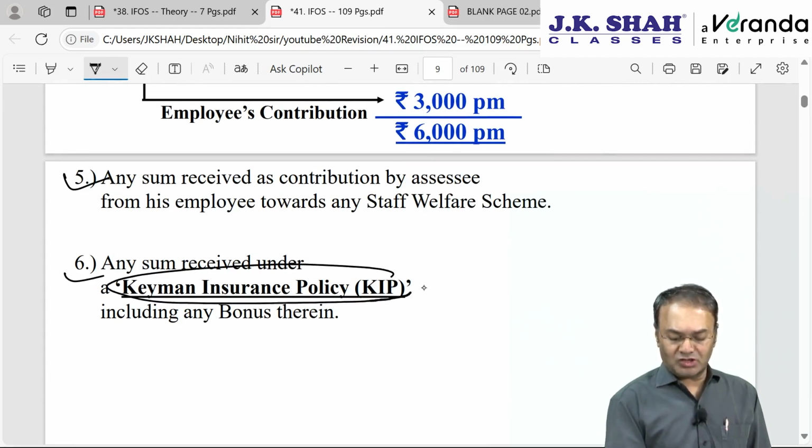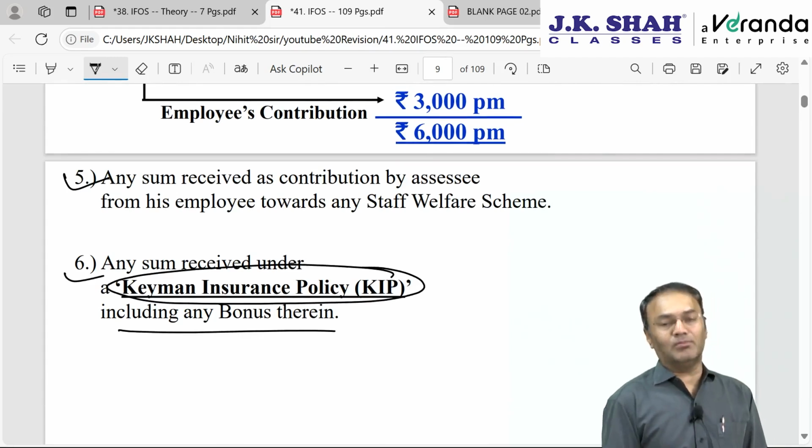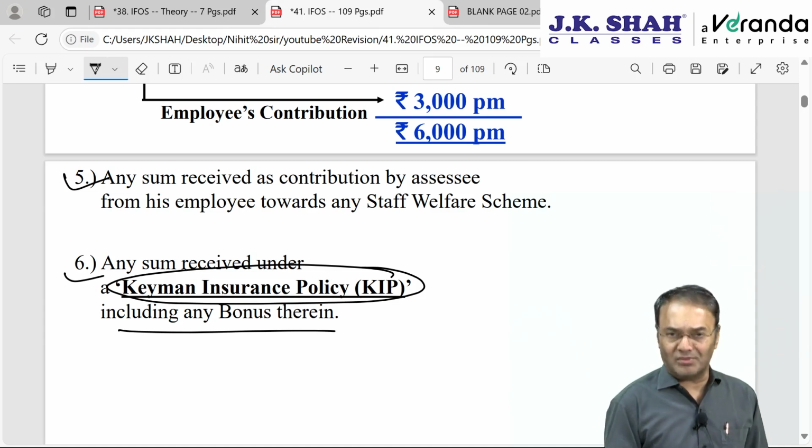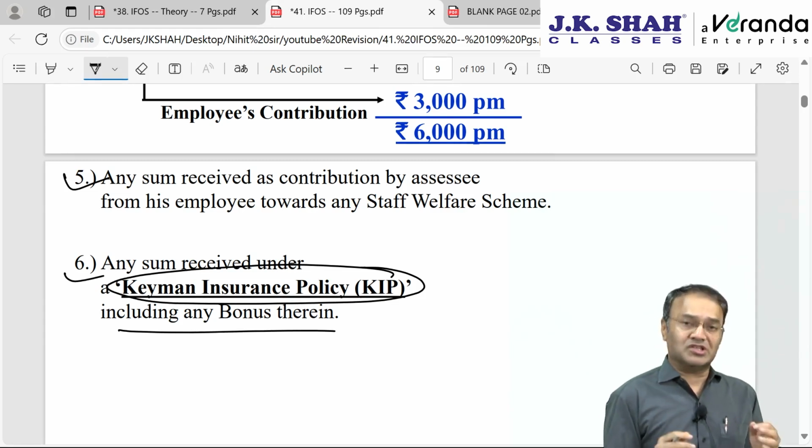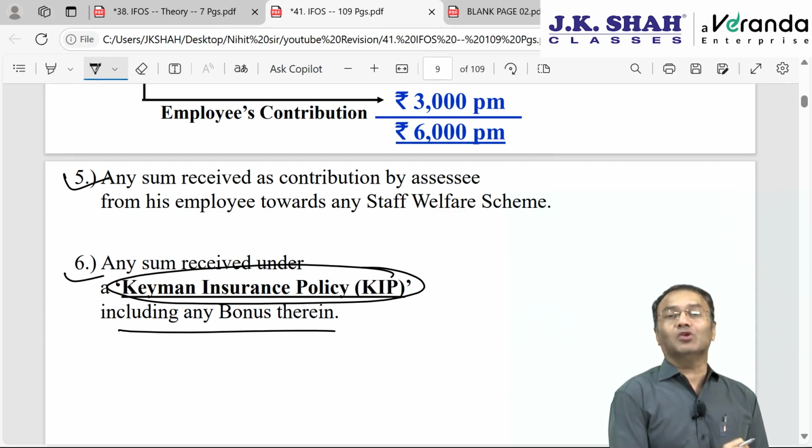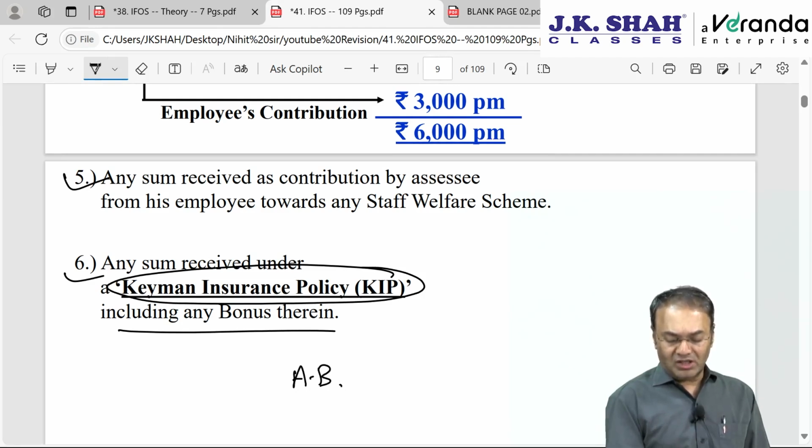Sixth, Keyman insurance policy maturity proceeds including bonus. This is unimportant, it never comes in the exam. This is a life insurance policy, but not a regular life insurance policy. It is a special Keyman insurance policy whereby the person, for example, Amitabh Bachchan, is a key person of a company called ABCL, Amitabh Bachchan Corporation Limited. In this organization, Amitabh Bachchan plays a key role. He is a key person.